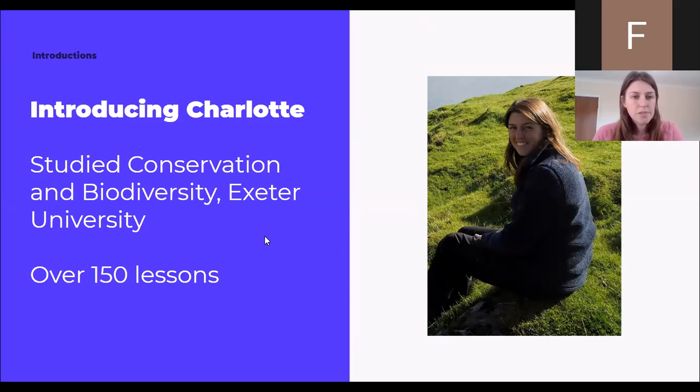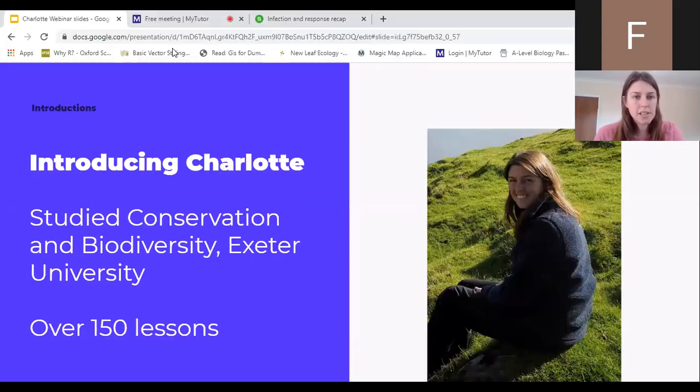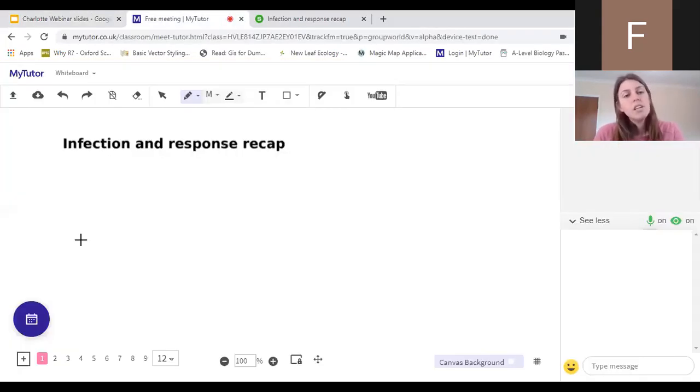So let's talk about today's lesson. Today's lesson is a recap of the infection and response topic. We've focused mainly on the AQA specification up until now, but we've made the content as relevant as we can to other specifications. So you will learn things that you need to know if you're not studying the AQA specification for GCSE.